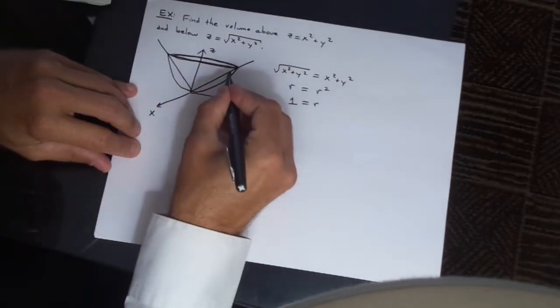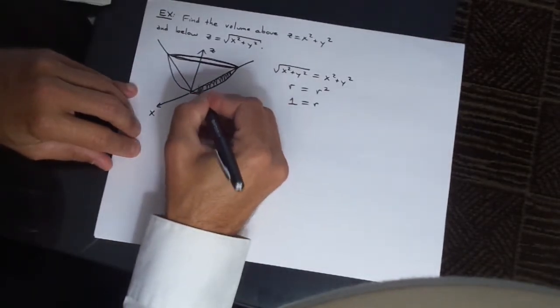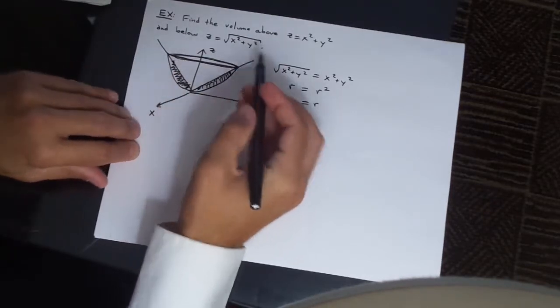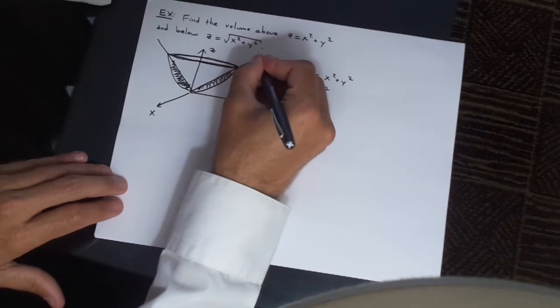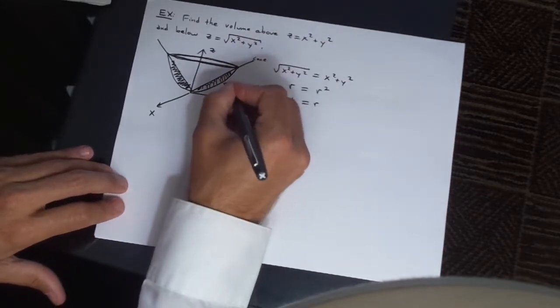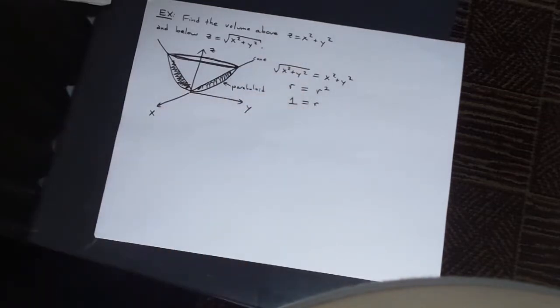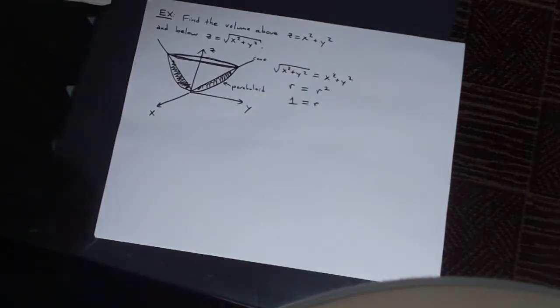The region that we're looking at is above the paraboloid and below the cone. So I'm kind of shading it in here. Below the cone, so here's the cone, and then the paraboloid is here on the side. And so that is what we're looking at.